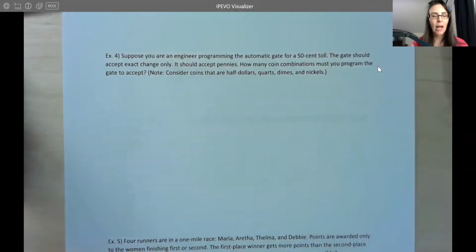Okay, let's try a couple different problems. So examples 4 and 5 are kind of similar, but they're a little different from each other. They're ones where we're going to make a diagram or a table to help us, because there's a lot going on in these. It's a lot of trial and error for these two.